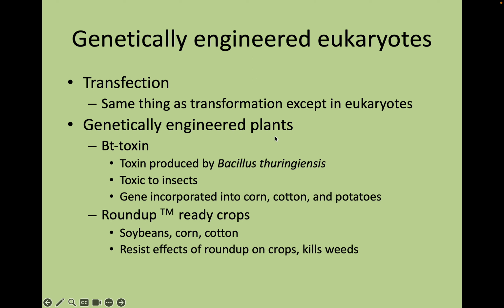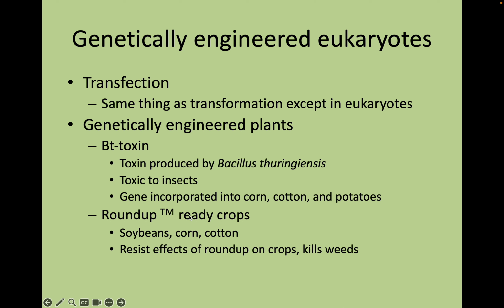So we have genetically engineered plants, like plants that produce Bt toxin. It's a toxin that's produced by Bacillus thuringiensis. It's toxic to insects, and the gene's been incorporated into corn, cotton, and potatoes. So these crops basically produce their own pesticide. It doesn't have to be sprayed all over the field. The plants themselves produce it.